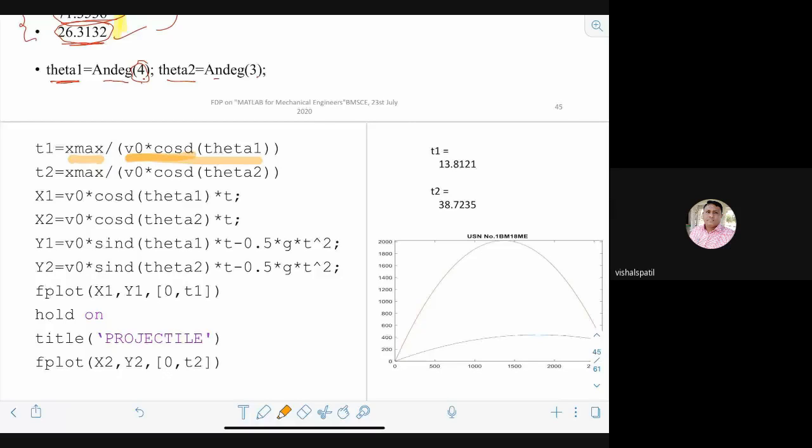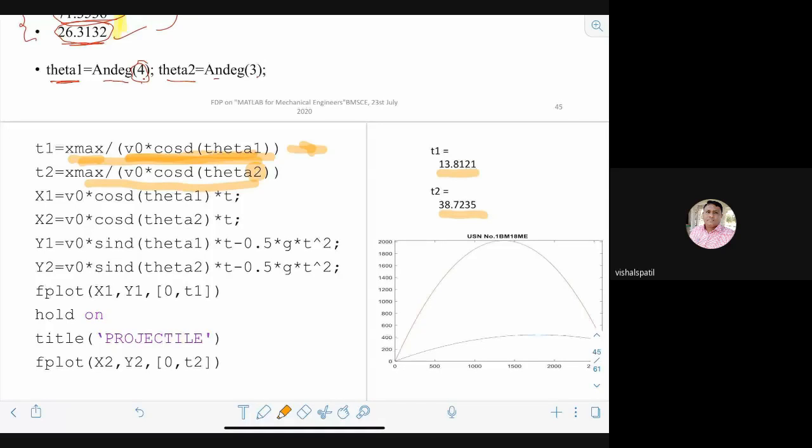V naught cos theta. We have defined V naught as the velocity here and not U naught. While deriving the equation, I put it as U naught. Now it is V naught in the program. So by putting this, you can find out the time, and it comes to be 13.8121 seconds. And if you calculate the other possible value by putting theta 2, you get 38.7235 seconds.